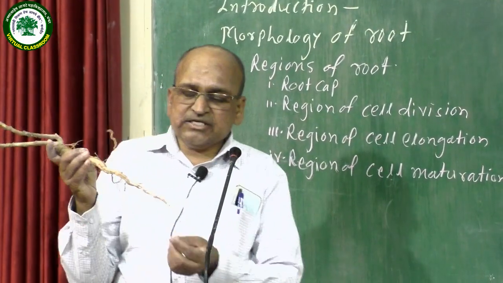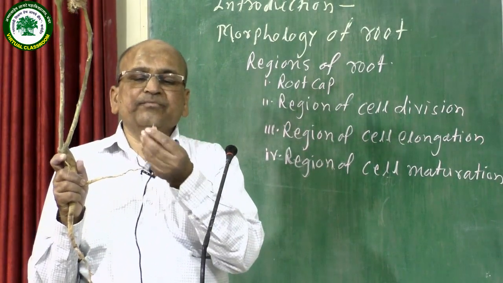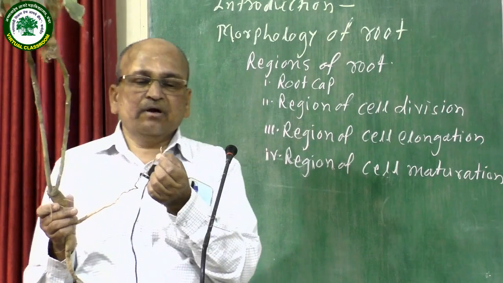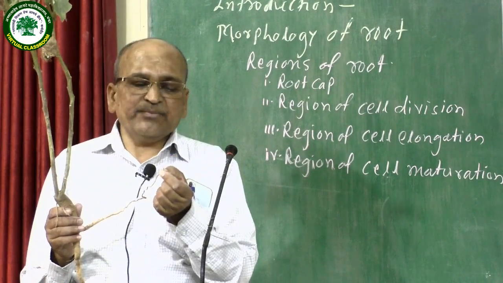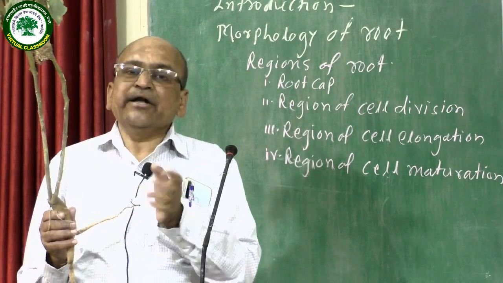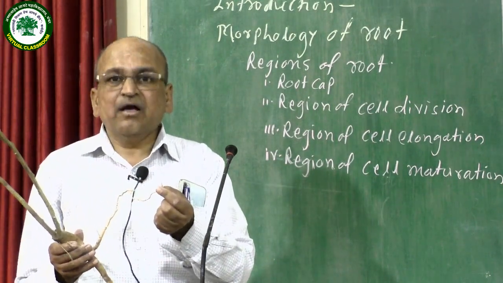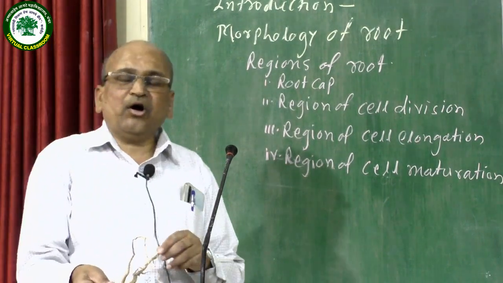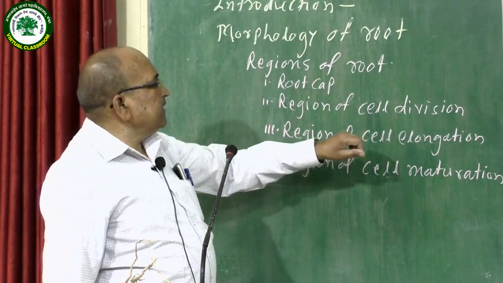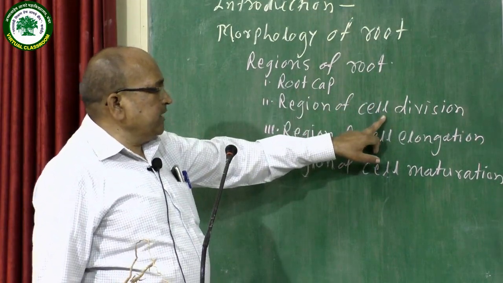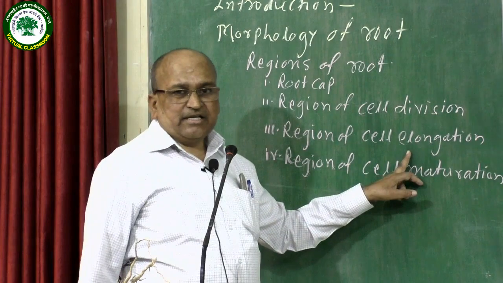Just behind the root cap, there is a second region known as the region of cell division. In this region, mainly mitotic cell division or mitosis takes place in the somatic cells. Due to cell division, a number of daughter cells are formed in this region. It increases the cell number. This is a very important part in the root region.